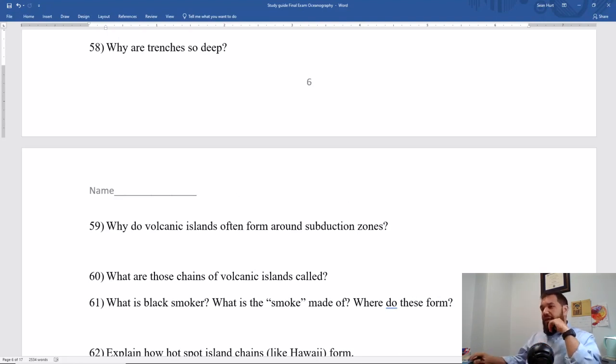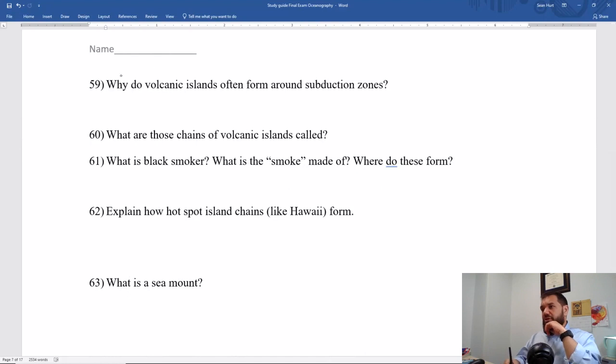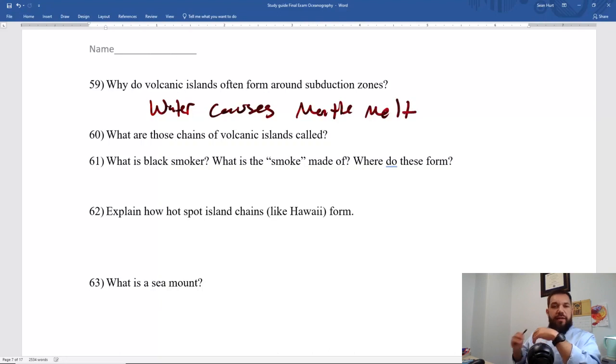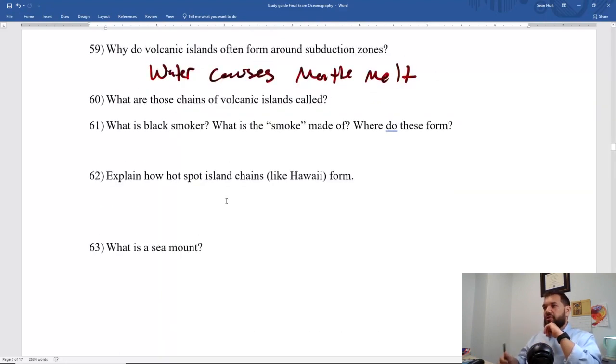All right, why do volcanic islands often form around subduction zones? This is because when water gets into the mantle at subduction zones, it lowers the melting temperature. So water causes the mantle to melt, and that's what causes the volcanism that we encounter there. Those chains of volcanic islands are called island arcs.